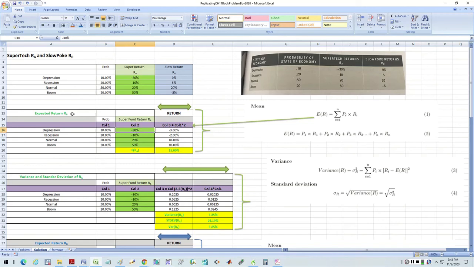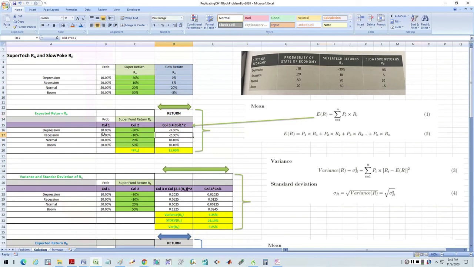And to calculate the expected rate of return, we use this formula over here. We break this formula down. It's simply E of R equals P1 times R1 plus P2 times R2 plus P3 times R3, dot dot dot, Pn times Rn. So all we have to do is multiply the probability times the rate of return under that state. So we multiply 10% times negative 30%, which gives me negative 3%. So again, P1 times R1, P2 times R2, P3 times R3, and P4 times R4.